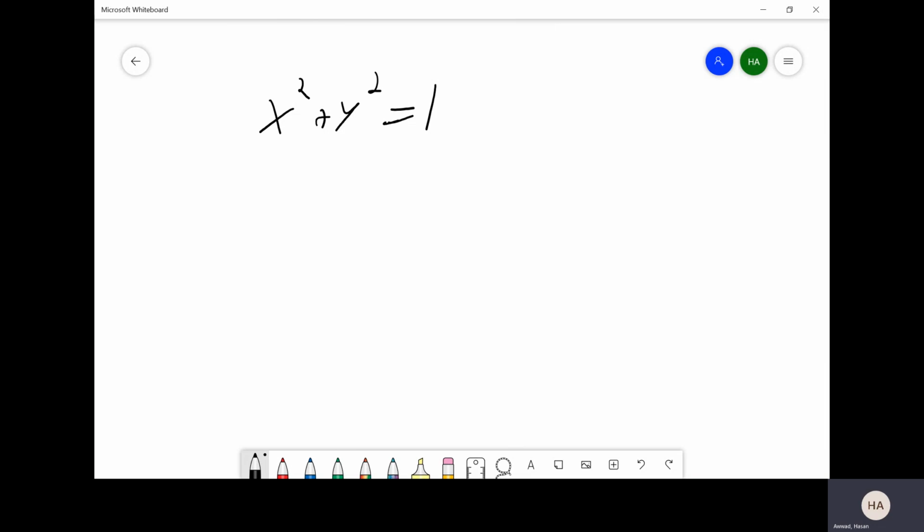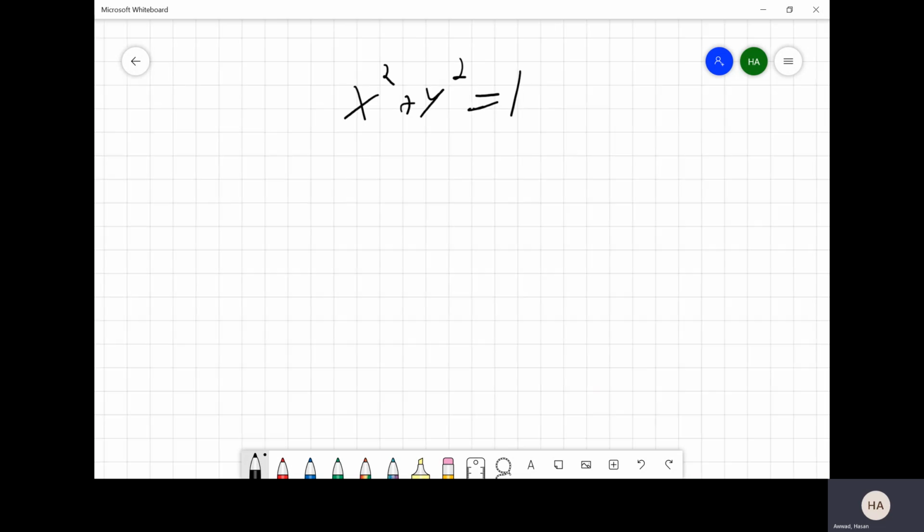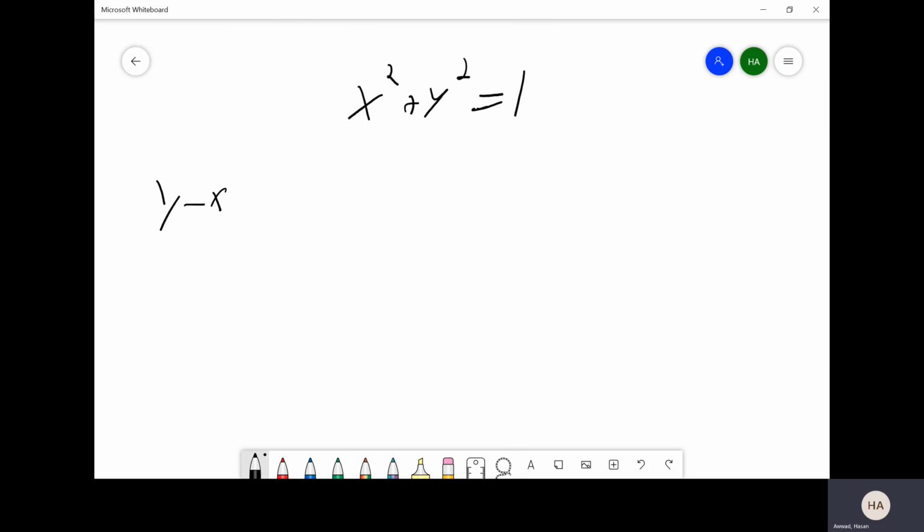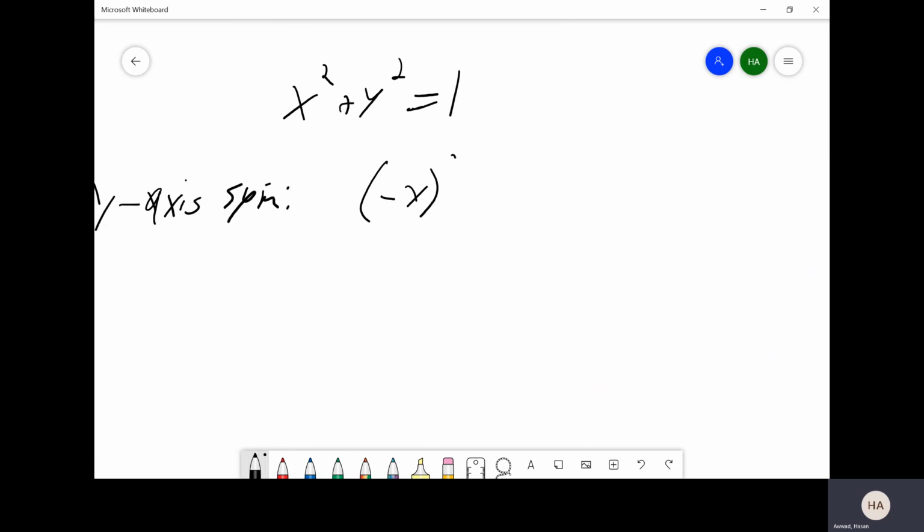Okay, so x squared plus y squared is equal to 1. So to test our y-axis symmetry, we know that we're going to flip wherever there's an x, we're going to put a negative x, right? So we're going to have negative x squared plus y squared is equal to 1. And when we do this, we know that negative x squared is the same thing as x squared. So we get x squared plus y squared is equal to 1, which, yeah, that's the exact same equation that we started with, right?